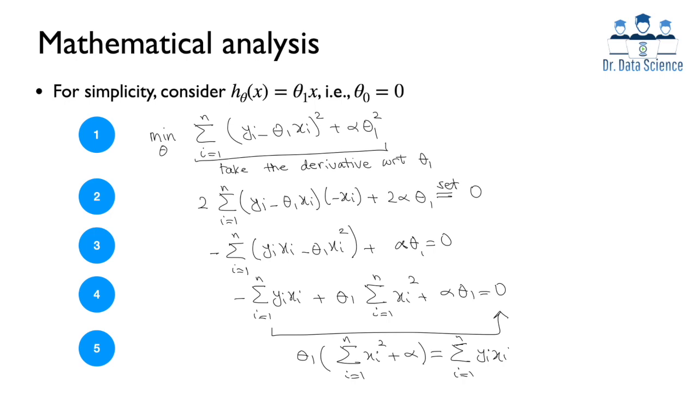In line 3, we divide all the terms by 2, which is a constant. We can do that for both sides. And then in line 4, we expand the first summation with the parentheses. That's where we get this negative summation of yi xi plus, because we have two negative signs, theta 1 times the summation of xi squared. And then we can factor theta 1, and we take everything else that doesn't have theta 1 to the other side of the equality. This allows us to simply divide both sides by the constant that is multiplied by theta 1 to find the final solution.